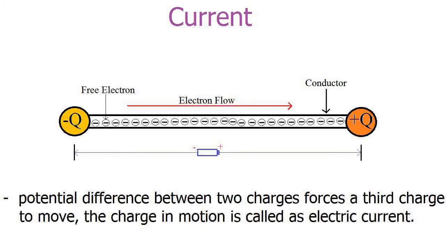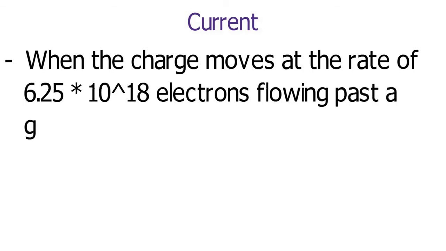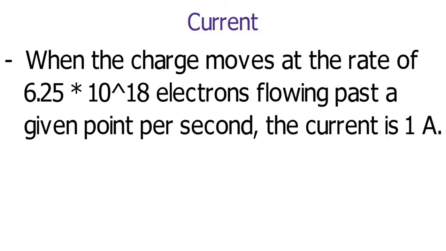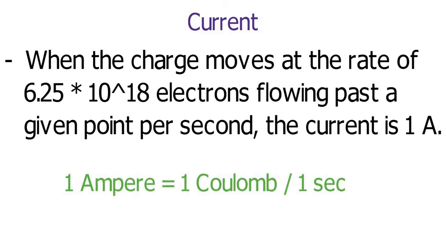When the potential difference between two charges forces a third charge to move, the charge in motion is called electric current. When the charge moves at the rate of 6.25 times 10 to the power of 18 electrons flowing past a given point per second, the current is 1 ampere. This is the same as 1 coulomb of charge per second.